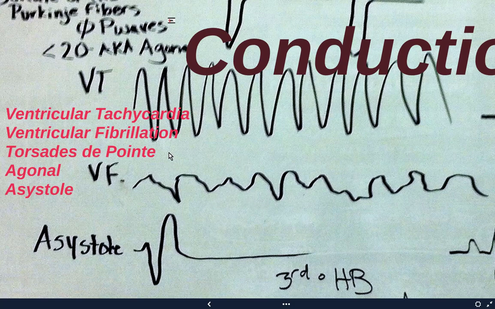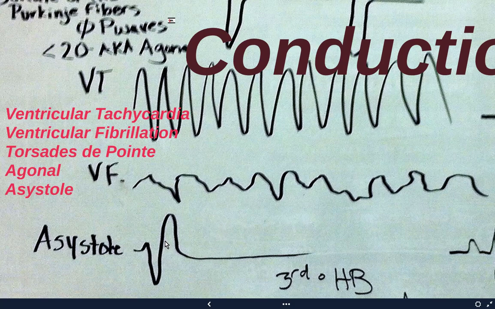Torsades de Pointes is a twisting. I guess I didn't do a rhythm here on this, but it'll look like VTAC, but it'll go narrow and then tall. So you'll have narrow and then tall and bizarre, and narrow, tall and bizarre. So it just means twisting. It's a ballet dance. And then of course agonal, you'll have a slow rhythm, so you may have a beat every once in a while. That's just the dying heart tissue occurring.